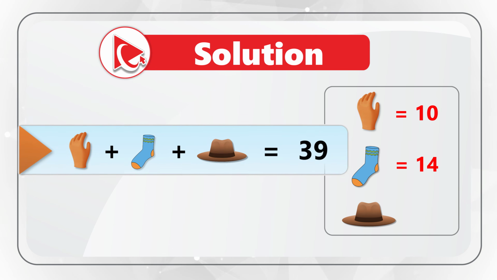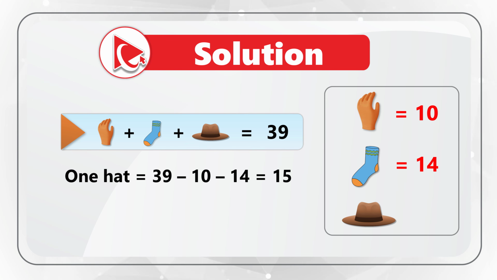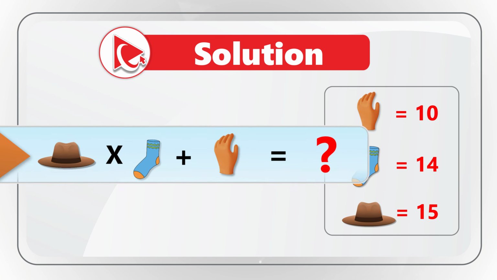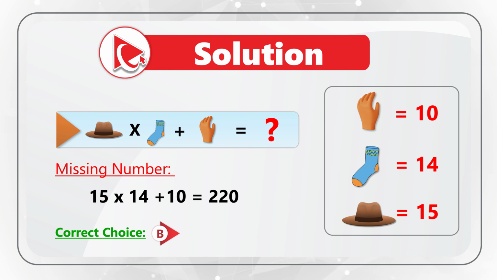Let's go to the third expression. 1 glove plus 1 sock plus 1 hat equals 39. We can calculate the value associated with the hat. It equals 15, because 39 minus 10 minus 14 equals 15. Now we are ready to calculate the missing number. And to do that, we need to multiply 15 by 14, which would be equal to 210, and add 10. This is the value of the hat multiplied by the sock plus the value of the glove. So the correct answer here is choice B, 220.